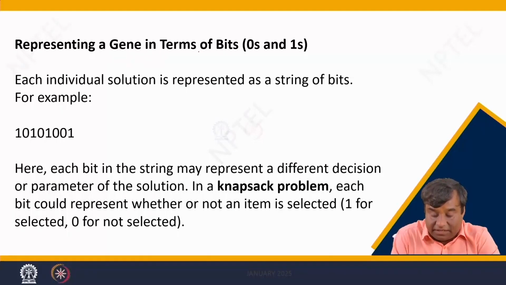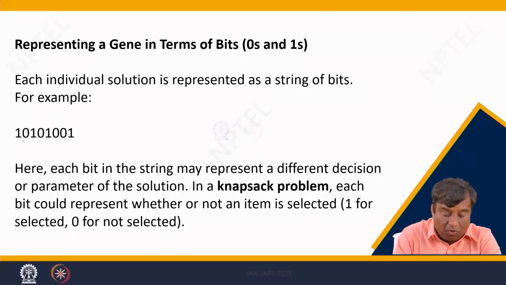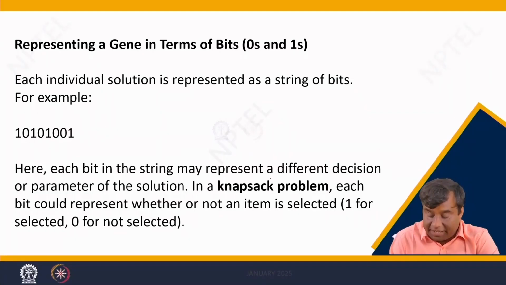Representing a gene in terms of bits, that is 0s and 1s. Each individual solution is represented as a string of bits, for example, 1 0 1 0 1 0 0 1. Here each bit in the string may represent a different decision or parameter of the solution. In an abstract problem, each bit could represent whether or not an item is selected. So 1 means selected and 0 means not selected.